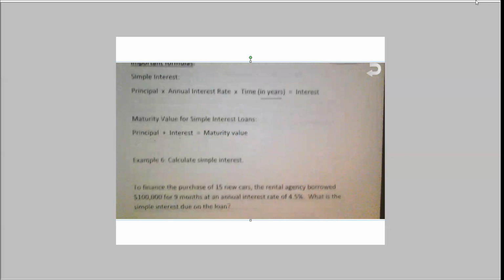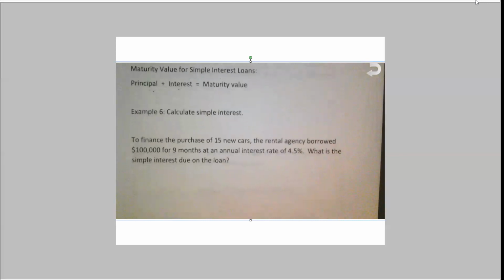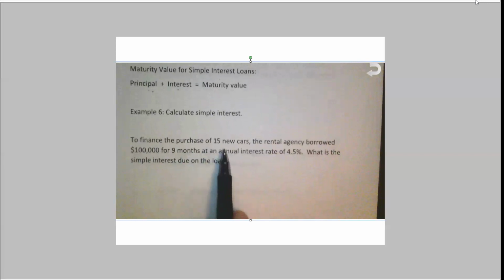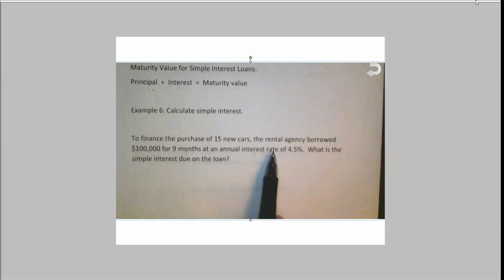Okay, so example 6, calculate the simple interest. To finance the purchase of 15 new cars, the rental agency borrowed $100,000 for 9 months at an annual interest rate of 4.5%.